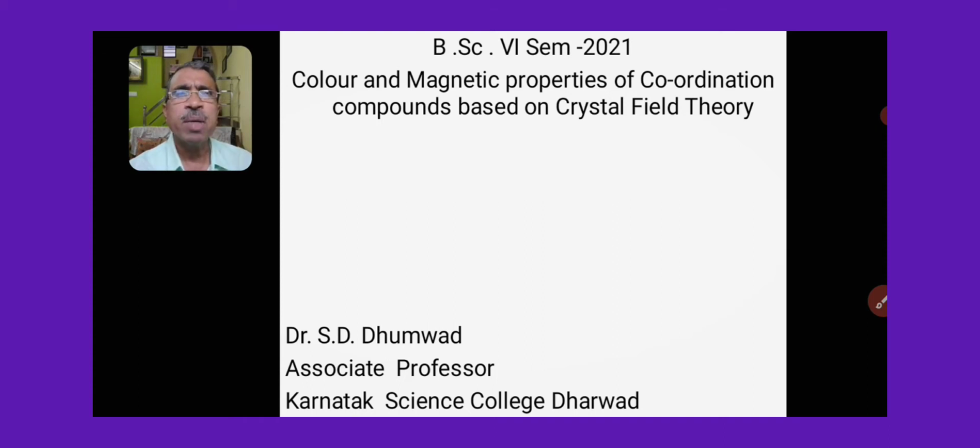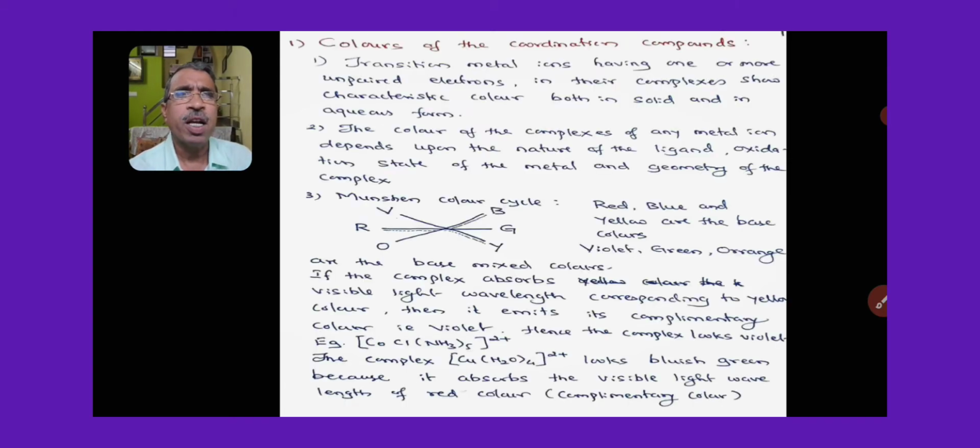The two important properties of coordination compounds are their color and their magnetic properties. Today, let us take these two properties and see how they can be explained based on crystal field theory. Coming to the first one, colors of the coordination compounds.